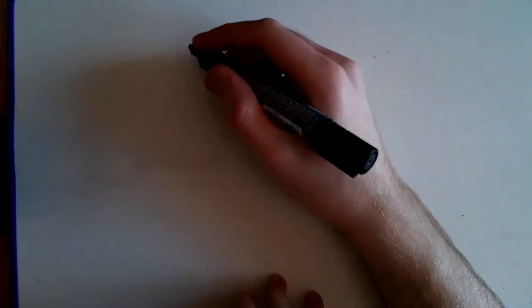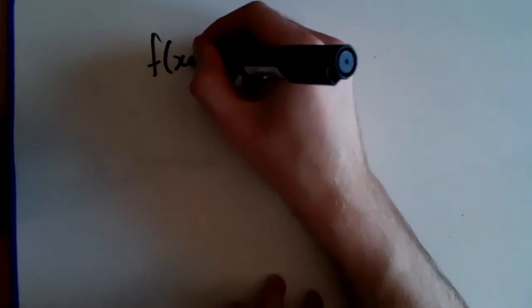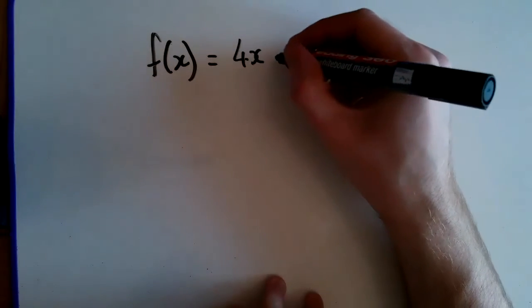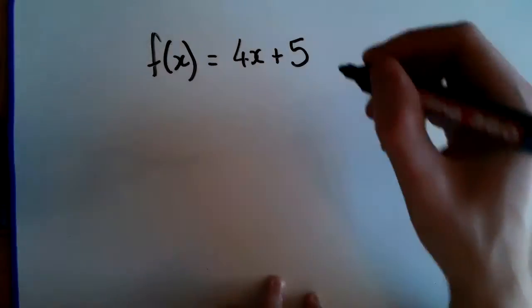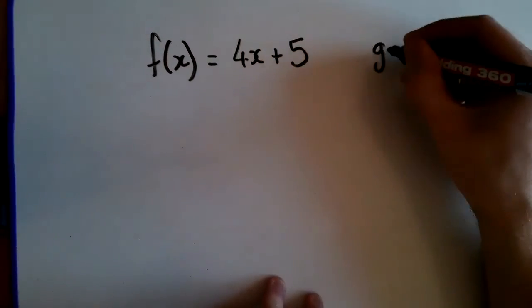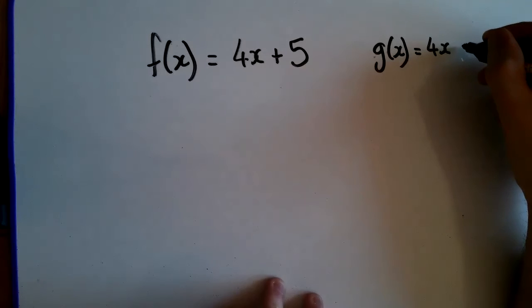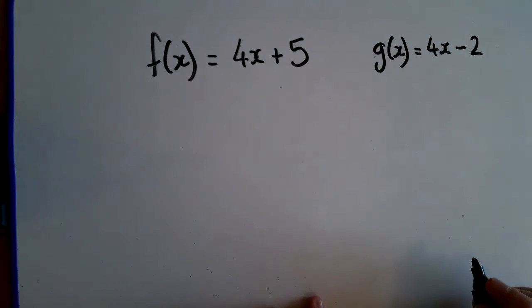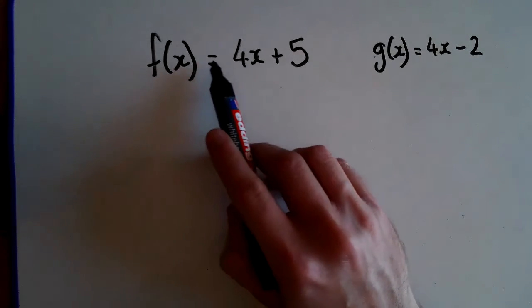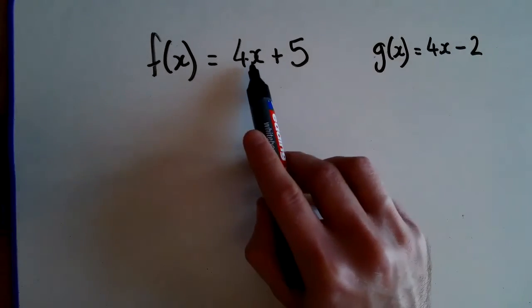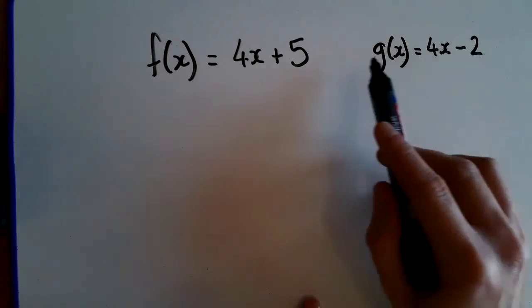Okay. Let's try something like f of x is 4x add 5, let's say, and g of x can be 4x minus 2. So hopefully you can see that definitely it's not a stretch, because the 4 stayed the same. So it must be a plus or minus, so it's a translation.